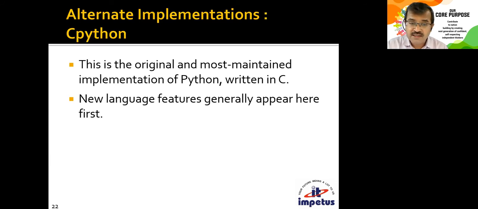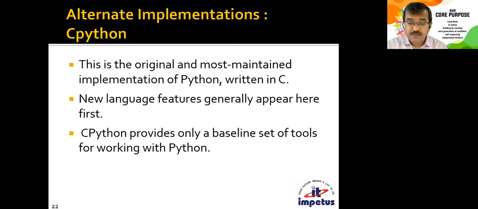So what we are going to learn is CPython. All new language features appear here first. So any new feature of Python that you see in the market, the first place where you'll find it being supplied will be CPython. CPython provides a baseline set of tools for working with Python.